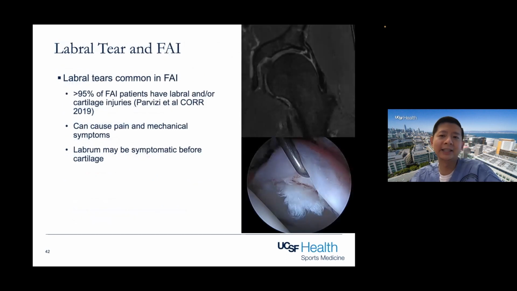However, if the patient has FAI, probably over 95% of them have been shown to have either cartilage or labral injuries. So if there's hip impingement in terms of the bony morphology, then it is very likely that the labrum can be torn and injured and contributes to the pain syndrome and pathology.